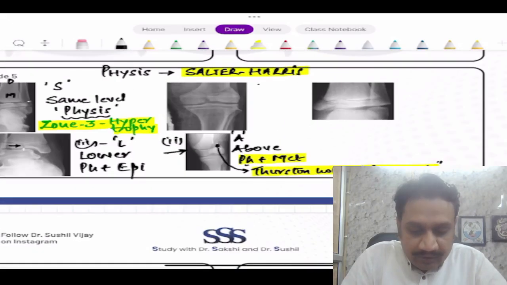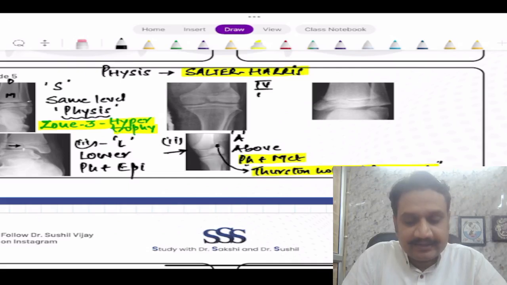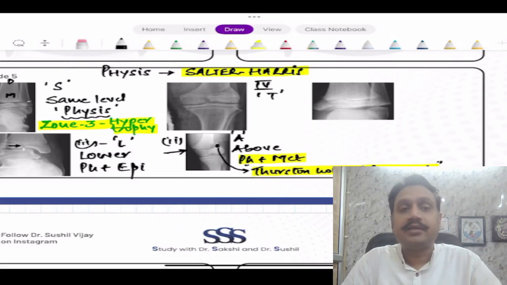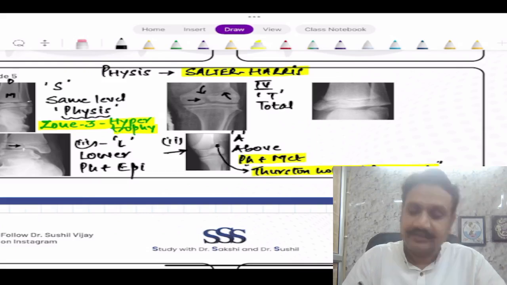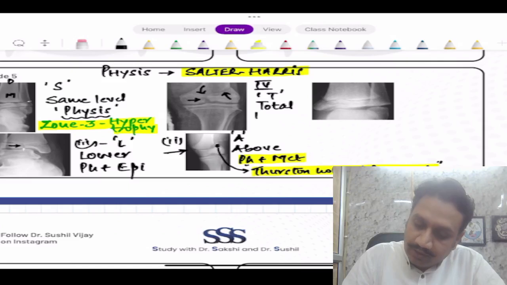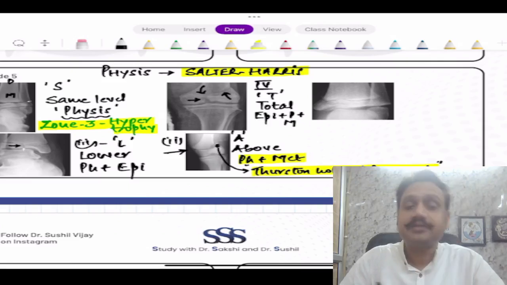Type 4 is SALT. The T here stands for total. All three layers will be involved. So epiphysis, physis, and metaphysis. All three layers are gone. That is epiphysis plus physis plus metaphysis.